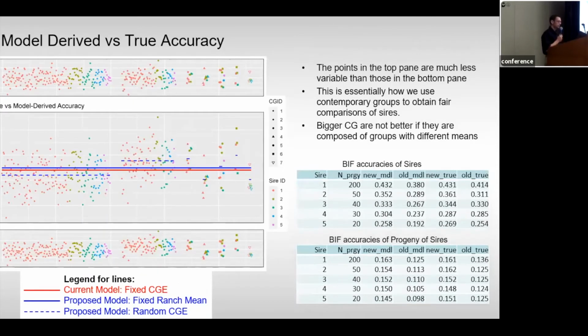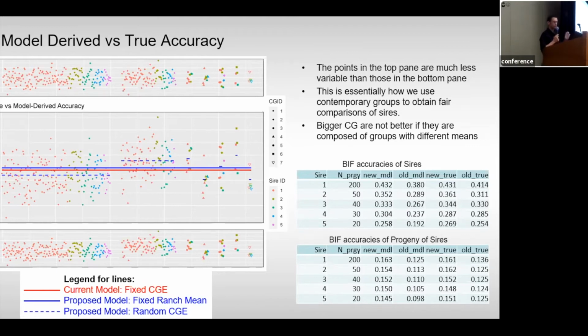And here on this slide, the top and bottom panes represent adjusted phenotypes from the case where you fit random contemporary groups versus where you fit them as fixed. The adjusted phenotypes in the top pane are much less variable than those in the bottom. And so the point is the bigger contemporary groups are not always better if they're incorrectly formed, if they're composed of groups of cattle that have far different means.